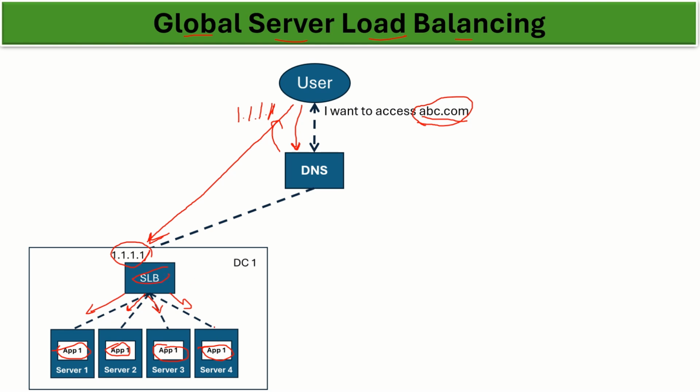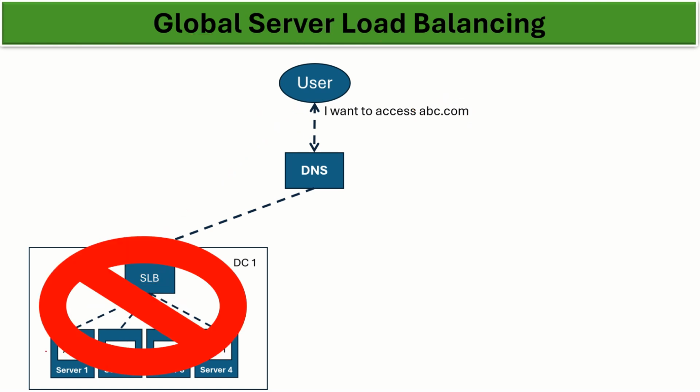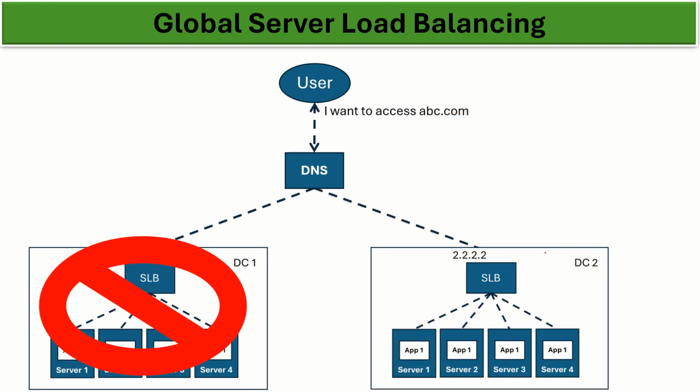here. However, let's say in a scenario that the server load balancer stationed in data center 1 goes down. Well, now what will happen? The user will not be able to access the application abc.com. For that specific reason, we have a mechanism called the DR site, or the second data center, which means that in the event of data center 1 going down, data center 2 or the DR site will take over.